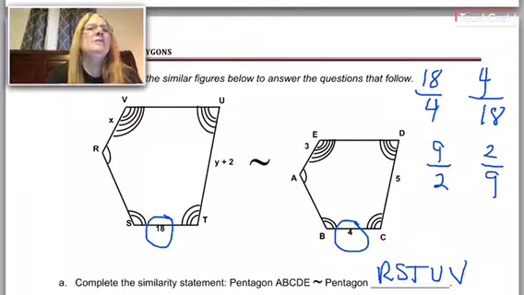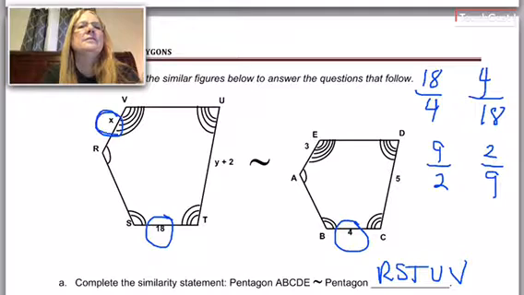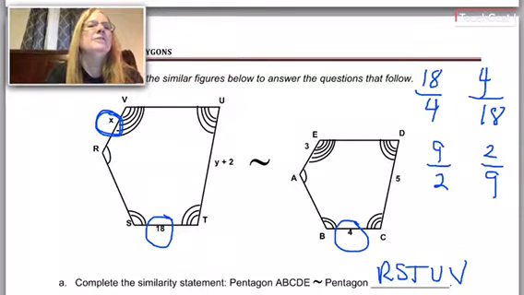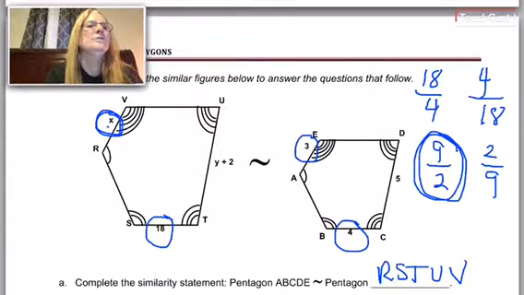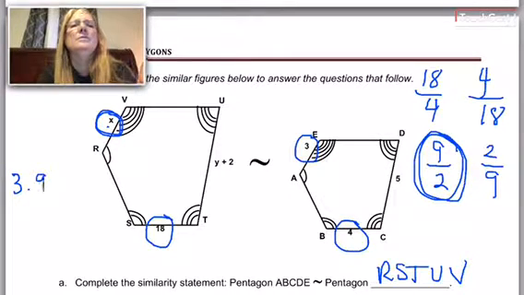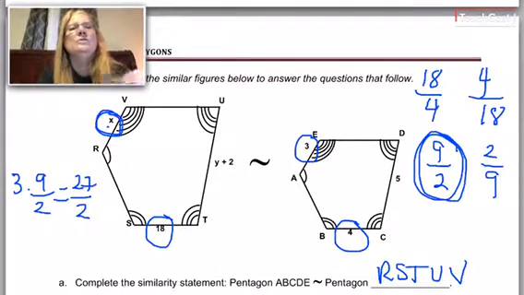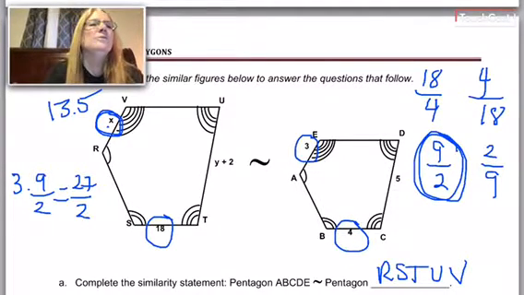So I am looking for x, which is on my bigger figure. What do I multiply 3 by to get a bigger number? Well, it's going to have to be 9 over 2. 3 times 9 over 2 is 27 over 2, or 13.5. Okay, but what about y?